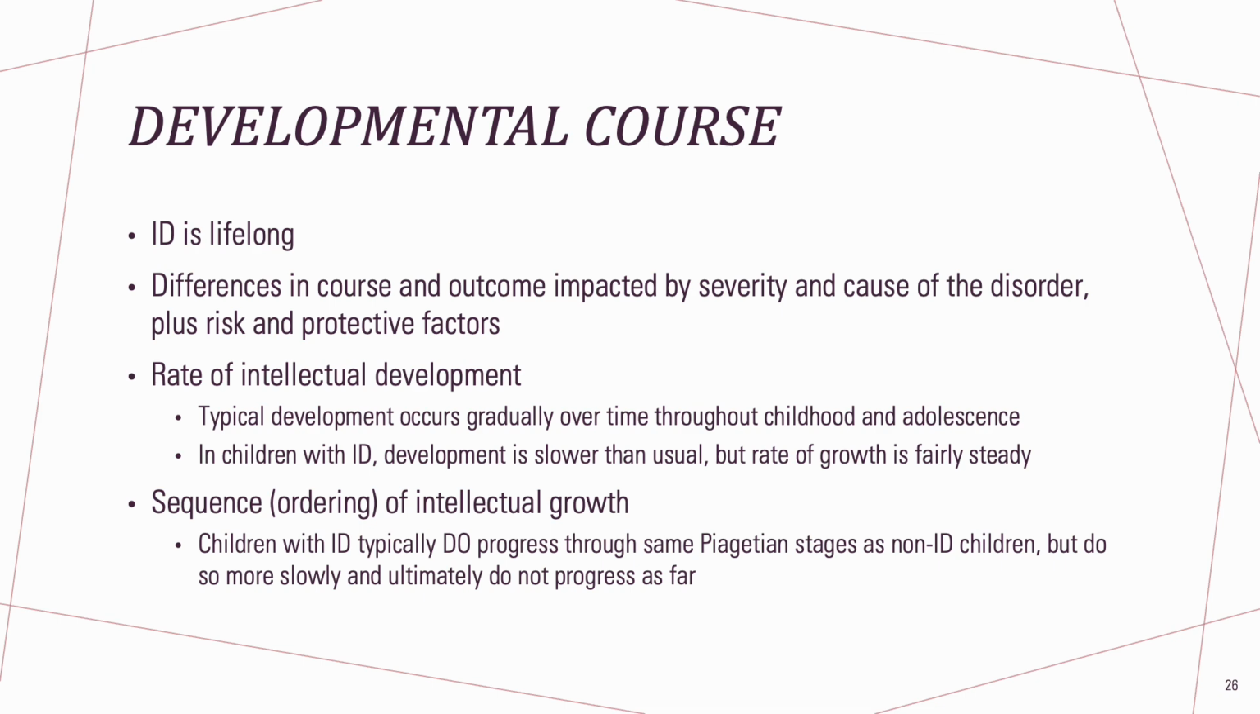In terms of the sequence or ordering of intellectual growth, we see that children with intellectual disabilities typically do progress through the same cognitive stages as children who are typically developing, but they do so more slowly, and then they ultimately don't progress as far. So what we mean by the Piagetian stages are the cognitive stages of development. So things like the sensorimotor stage, where we talk about object permanence, and then we know that they gradually pass through that and go through the pre-operational stage, the operational stage, things like that.